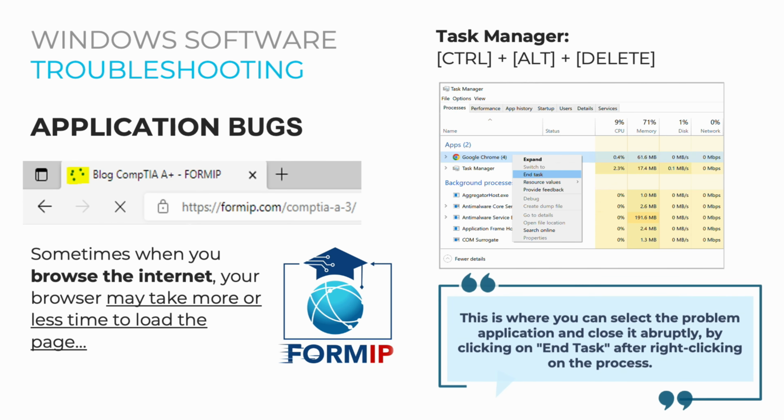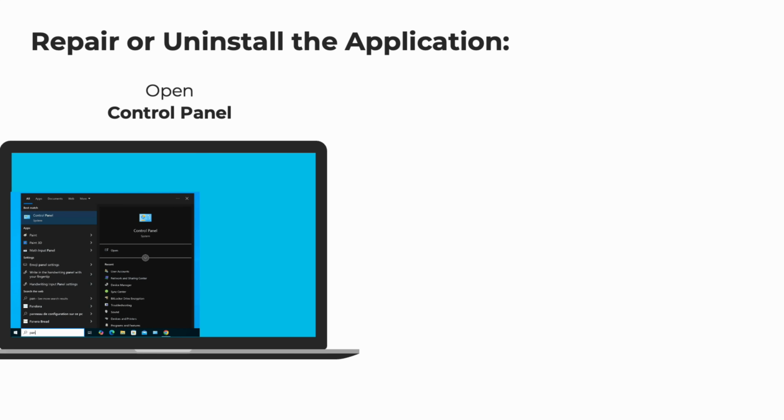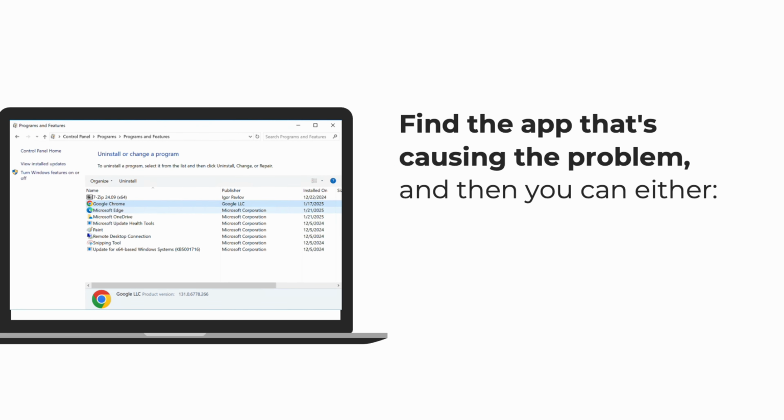This is where you can select the problem app and close it abruptly by clicking End Task after right-clicking on the process. And if the application continues to crash every time, it might be interesting to make a repair, or to uninstall it completely and then redo a clean installation. To do this, all you have to do is open the control panel and click on Uninstall a Program. Then you will only have to find the application that is causing the problem, and you will then be able to either repair the app or delete it.